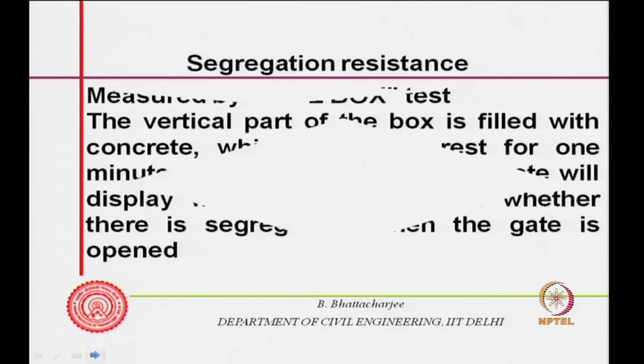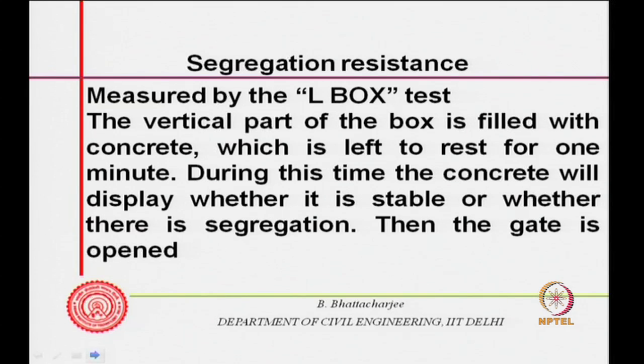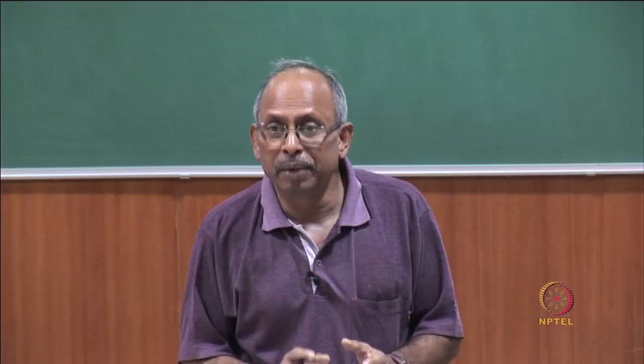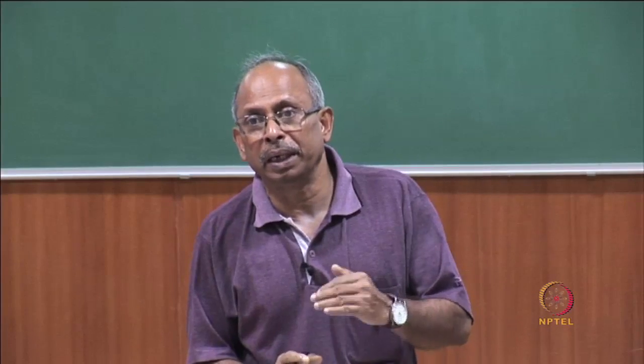Now, segregation resistance is measured by the L box test. The vertical part of the box is filled with concrete, which is left to rest for 1 minute. During this time, the concrete will display whether it is stable or whether there is segregation. That means, when you keep it 1 minute in the vertical part of the L box, if there is too much water segregation, it will come up.